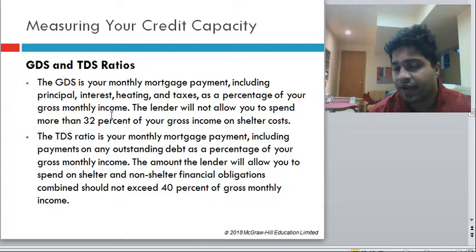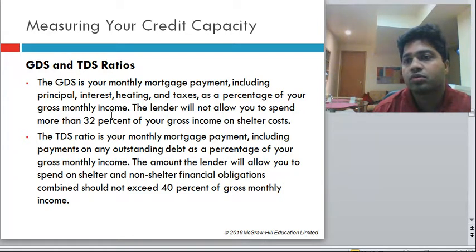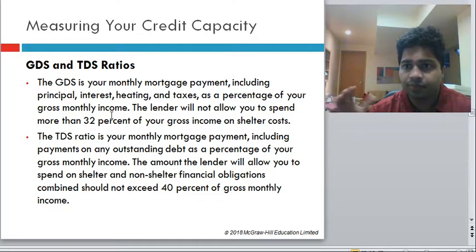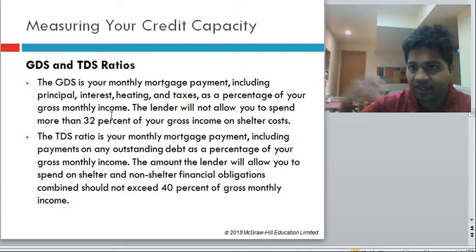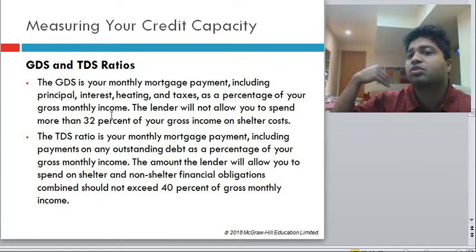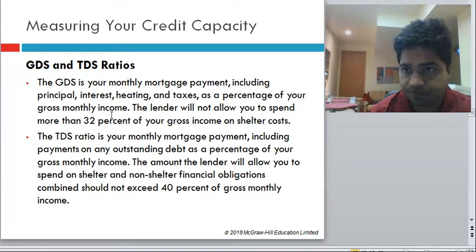So let's say I'm applying for a loan that is going to have my monthly payment as $1,500. That $1,500 includes interest and principal, plus the heating I pay on that house, plus any other fees, as well as taxes on that house, divided by my monthly salary. Let's say my gross monthly pay is $5,000. So 1,500 plus all of that, divided by 5,000, should not be more than 32%.